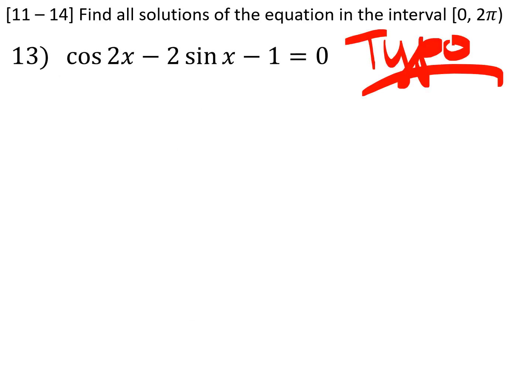Next one, this one had a typo in it, so let me point that out for you real quick. Here there was a plus sign on the original, and I'm changing it to a minus sign because it didn't work before.